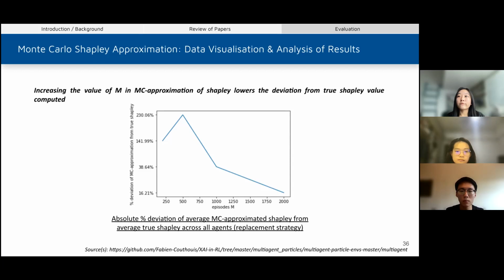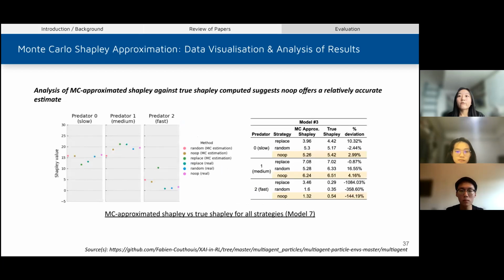Although this finding was not fully consistent, we postulated that this inconsistency is due to the fact that when a model built for stochastic environment is based only on a small number of total episodes, this introduces a larger degree of deviation and variation in the learned rewards across iterations. Instead, from model 3, which is a single run of 20,000 episodes, the results are more parallel to findings from the paper. Across all 3 predators, the no operation strategy appears to provide a relatively accurate measure of agent contribution.